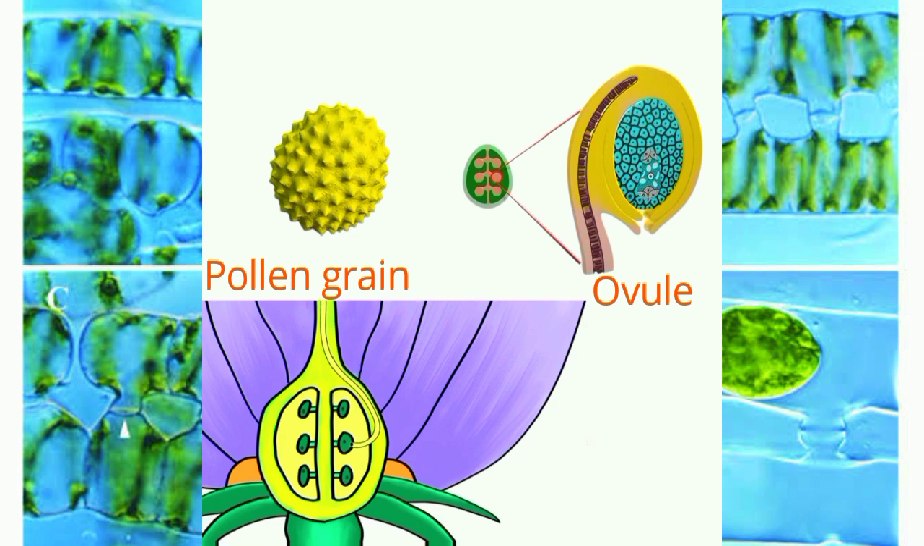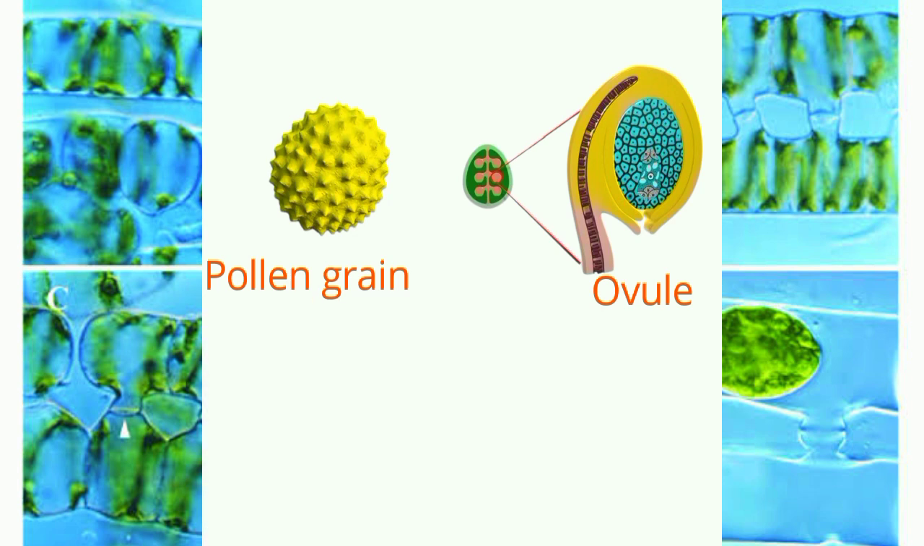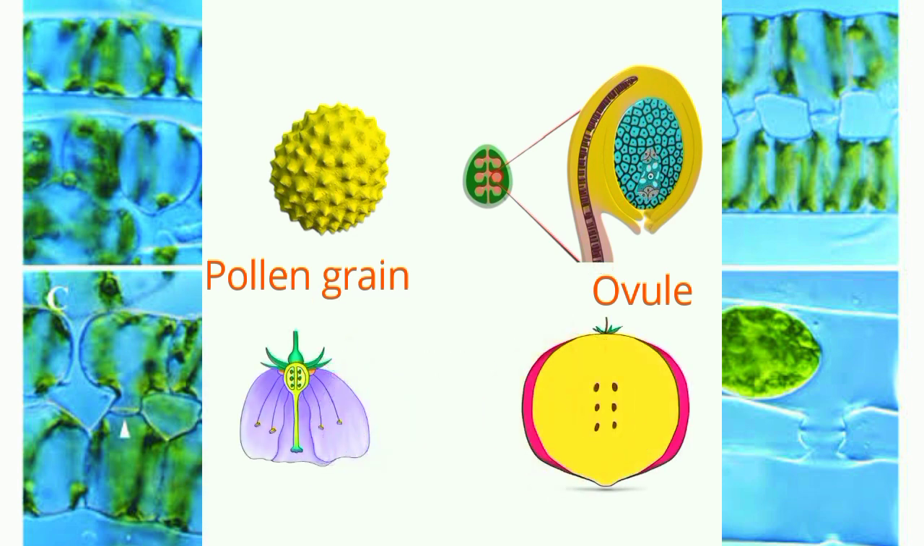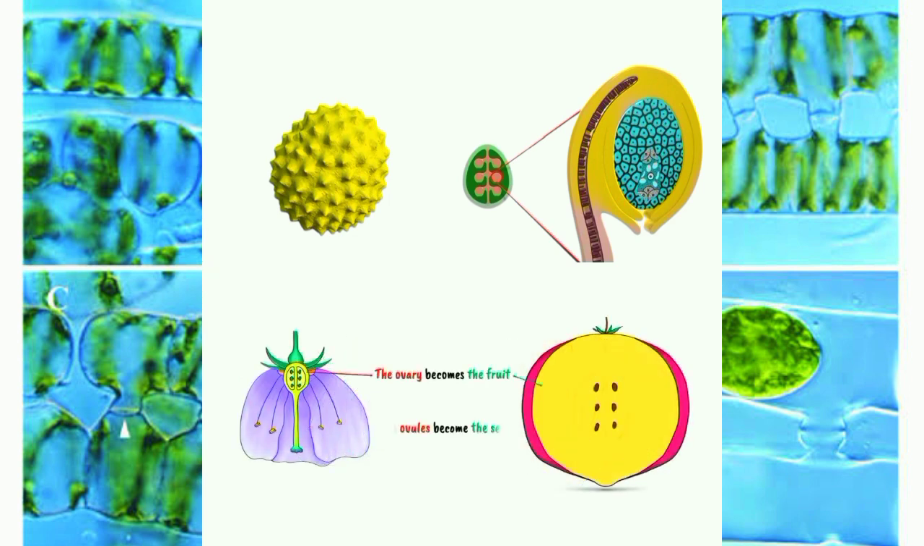The pollen grains and the ovules fuse together during fertilization to form a zygote. After fertilization, the ovule forms the seed, while the ovary becomes the fruit. We will look at this process in detail under the concept of reproduction in flowering plants.